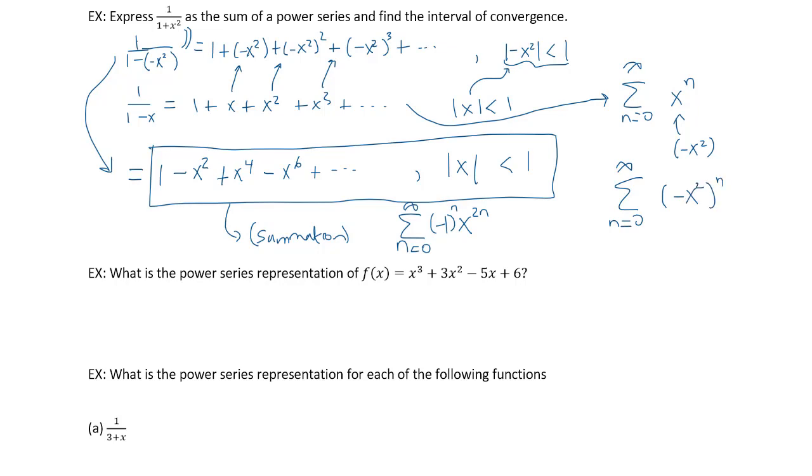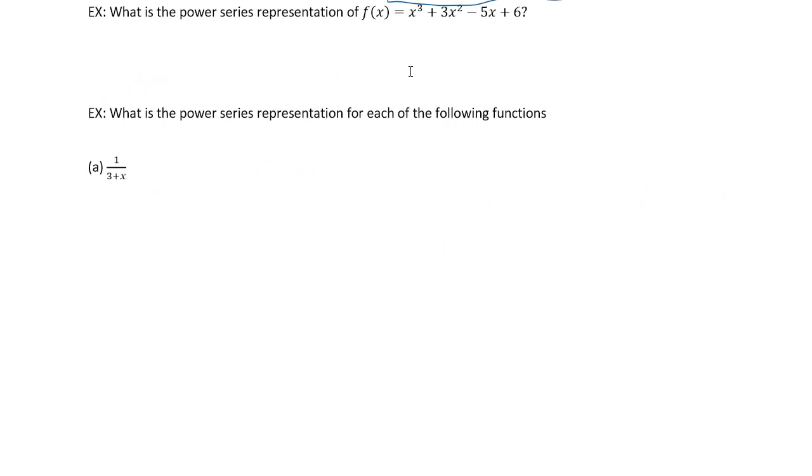Okay, so the minus can come out as a minus 1 to the n, and the x squared becomes x to the 2n, which is exactly what I wrote right here as my final answer. And that's handy to know, because that's going to be the form that your homework asks you to put it in.